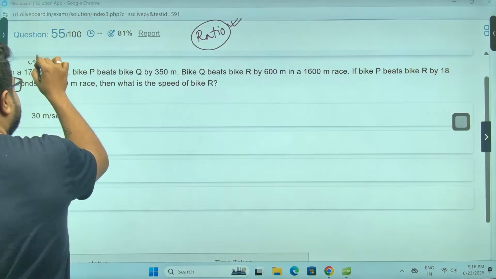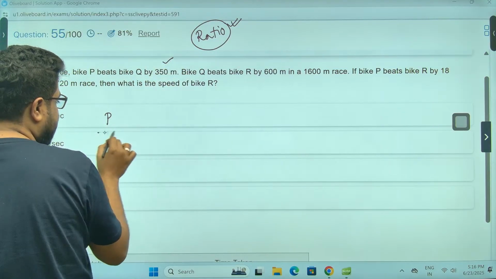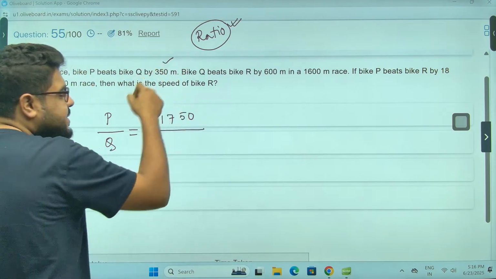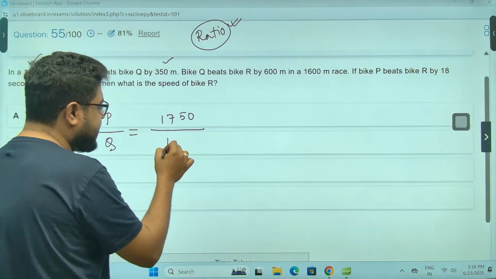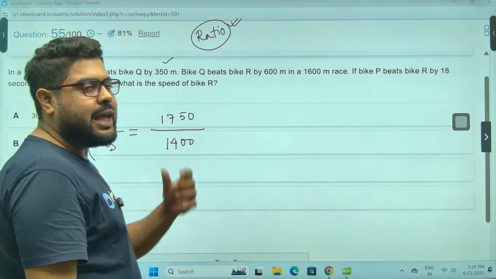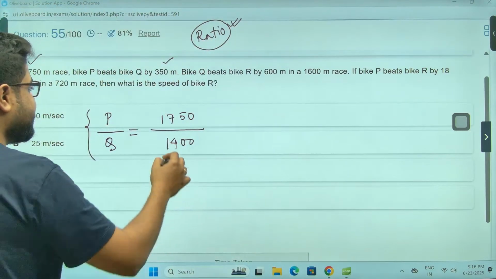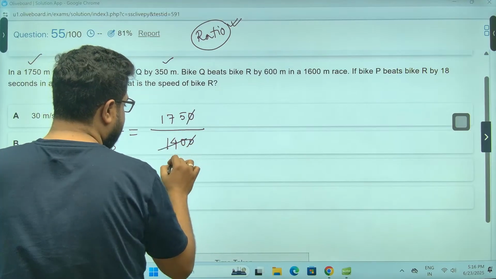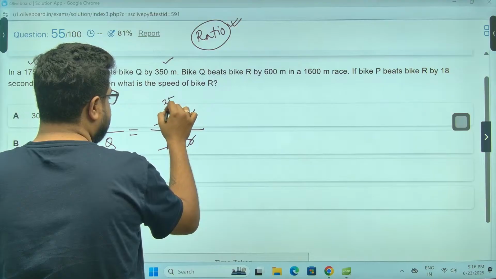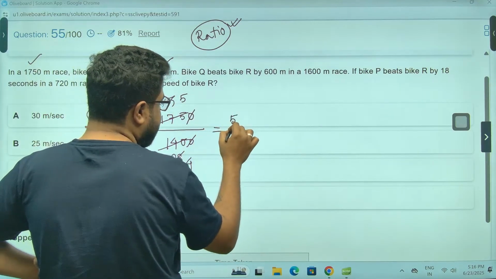Chalo, 1750 meters race, P beats Q by 350. Meaning by the time P goes the whole distance, Q is 350 meters behind. 350 behind means 1750 minus 350. So this is the ratio of speed. Why? When time is constant, ratio of distance becomes ratio of speed. We all know this. Do it quickly. 5 8s are this. 5 3s are 15, 5 5s are this. So this is 4, this is 5. So the ratio is 5/4, sir.